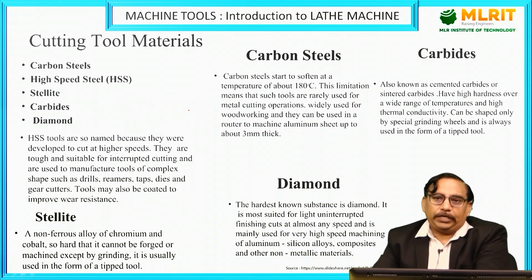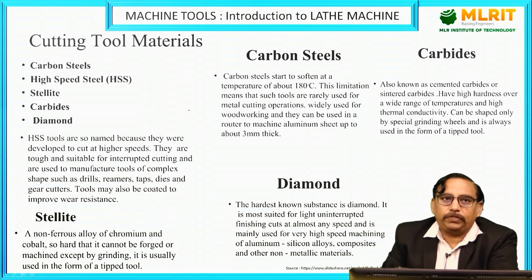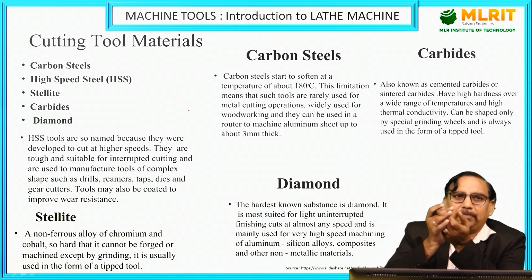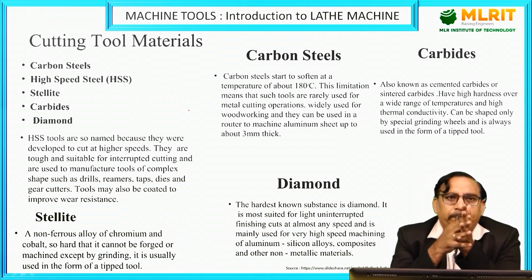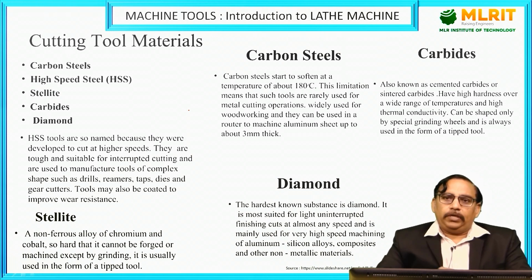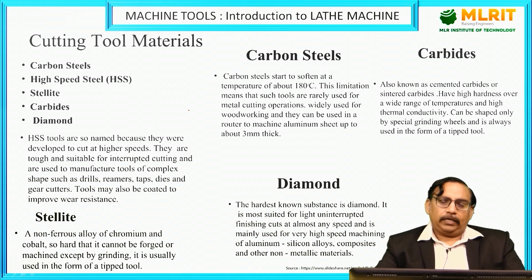So coming to the cutting tool materials, there are different types of materials which can be used. We will be using carbon steel mostly, and for general cast iron and MS we will be using HSS tools. Then we will be using stellite, then carbides and diamonds, which are harder materials.